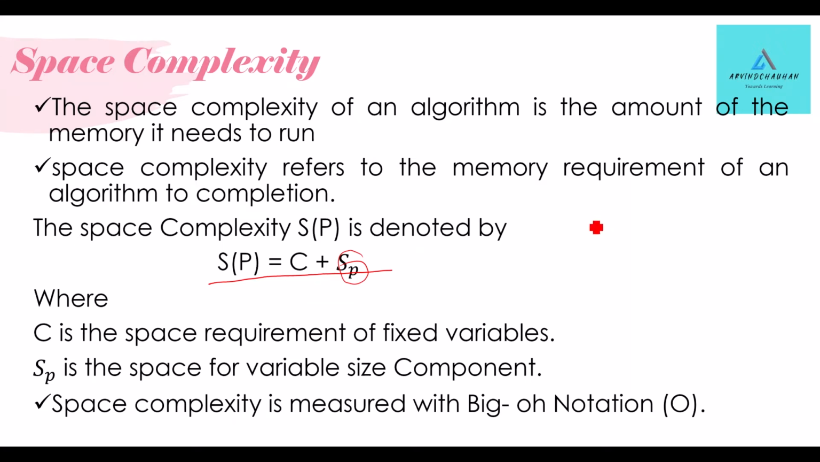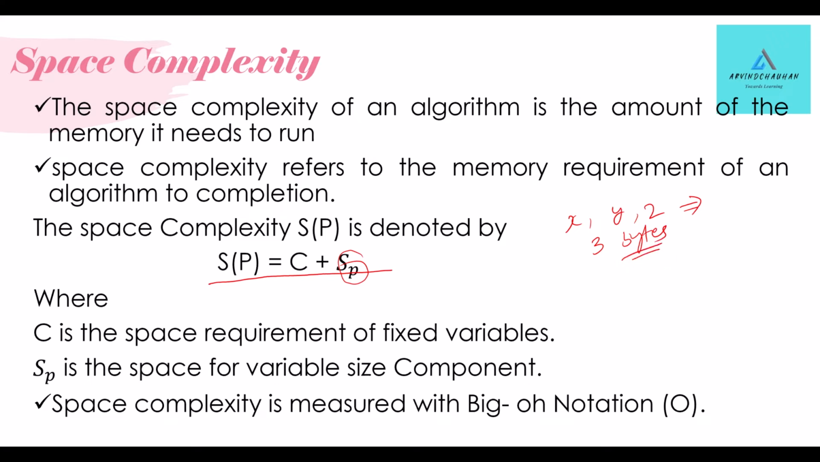Suppose we have some variables in the algorithm, right? Suppose X, Y, Z. Those variables which are not dependent on other variables, we call fixed variables, and they come under the C, the space requirement of fixed variables. Suppose X, Y, and Z take 1 byte each, so total memory will be 3 bytes, right?